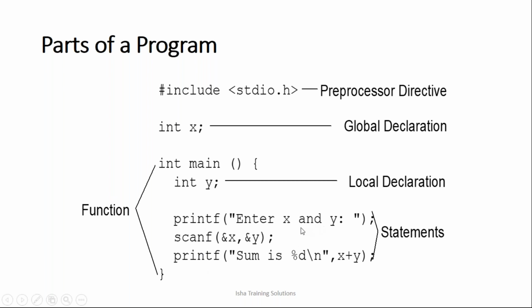Suppose 2 in x and 3 in y. We are going to enter. So the sum is like 2 plus 3 is 5. That should be the result. That is what the program is.